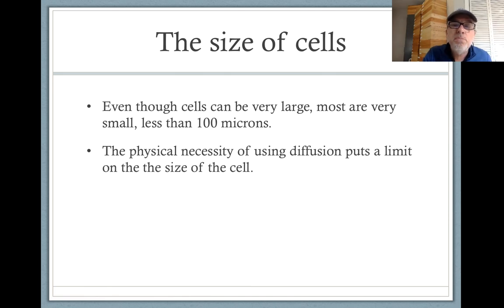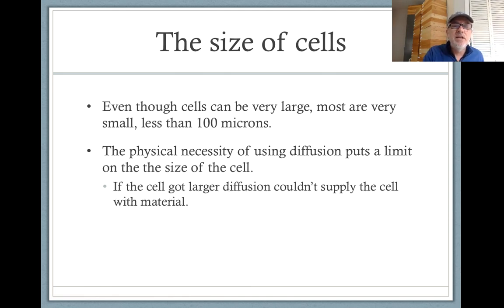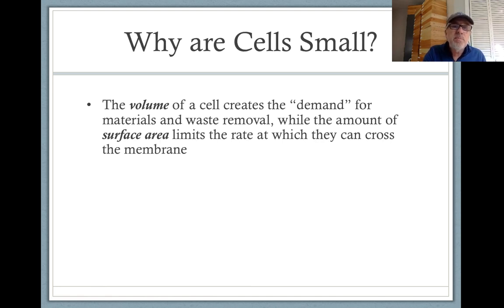So diffusion puts a limit on the size of the cell. If the cell got larger than, let's say, 100 microns, diffusion would not be able to supply the materials fast enough. So why are cells small? Well, if we think about it this way, the volume of a cell, where all these living processes happen, creates the demand for input materials and waste removal. The volume is where all the reactions happen and where all the waste products are produced, and therefore they create a demand for new material and waste removal.